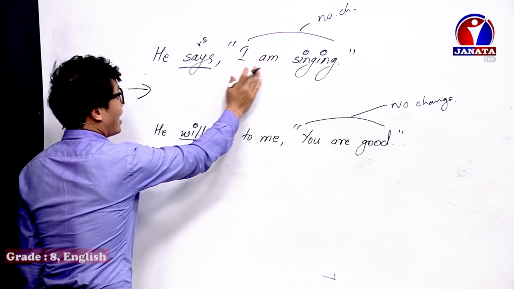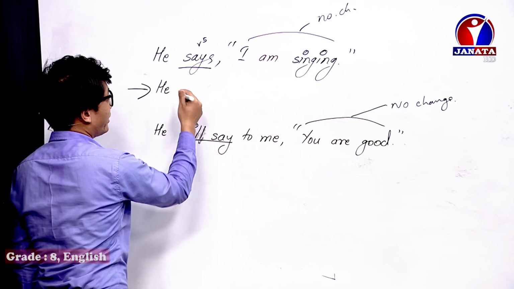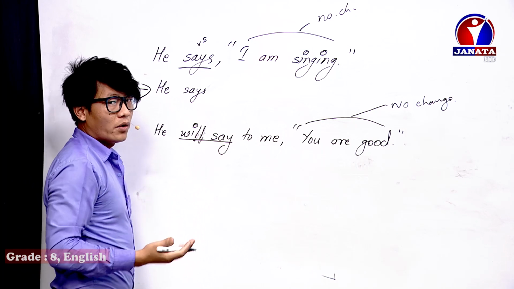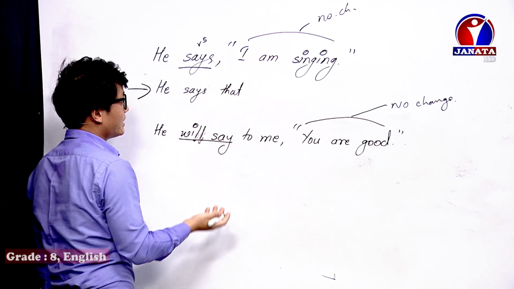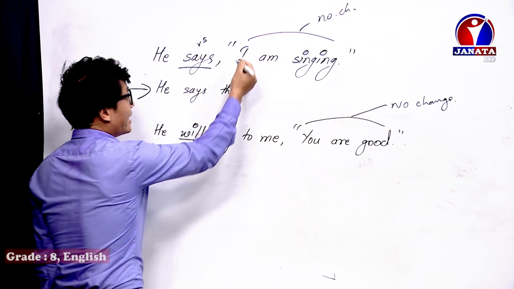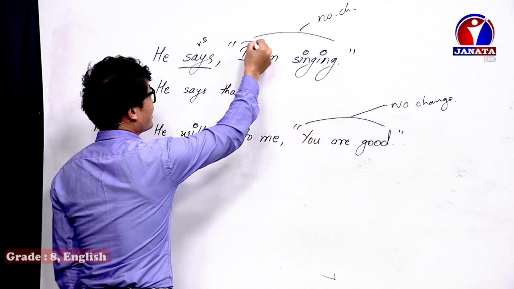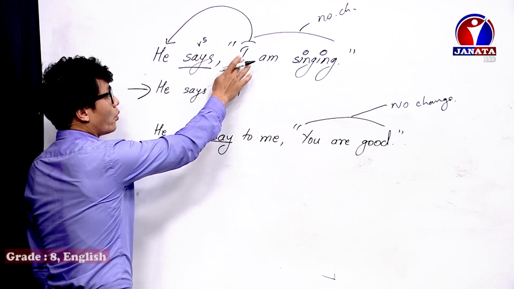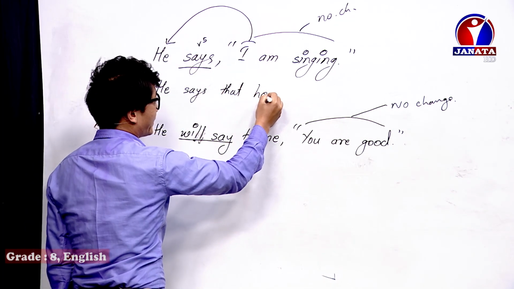He says, I am singing. So let's write he. Says is only here, so we need to write says. He says. Okay, then we need to write here that. Don't worry, later we will learn everything in detail. He says that. Now here is I. I and we should be changed according to the subject because he is the subject. So we need to change this I into he and it becomes he.